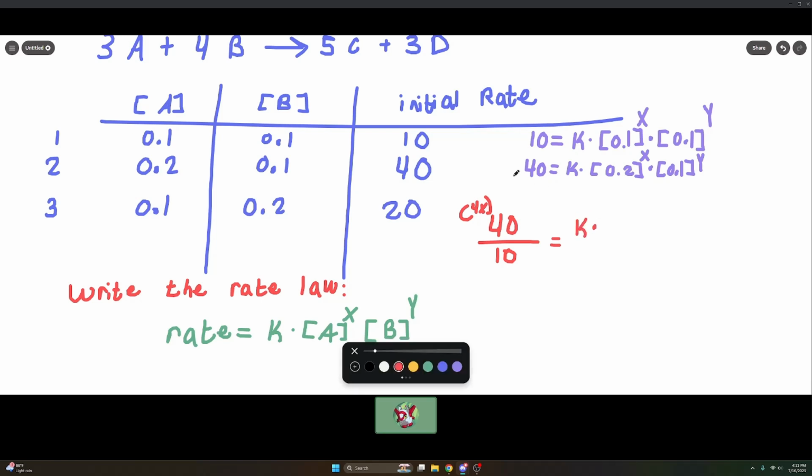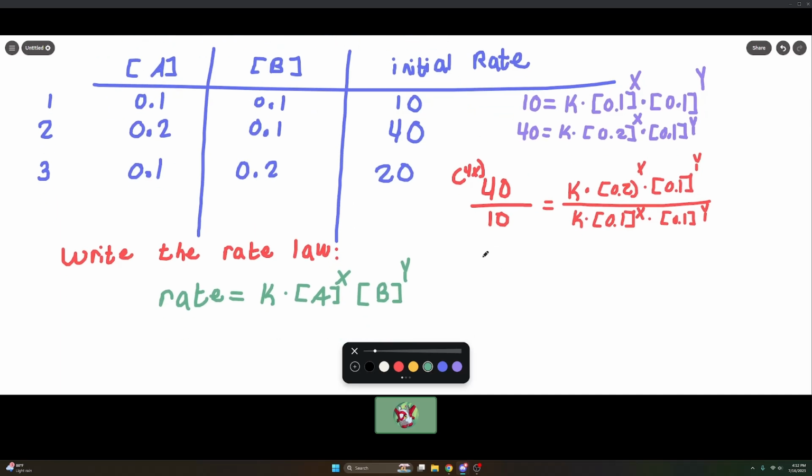So on the top, I have line 2, right? So 40 equals k times 0.2 to the x power times 0.1 to the y power. And on bottom, I'm going to have line 1, which looks like this. How does this work? Let me take another stab at explaining this process. Why are we doing this? We are doing this because this allows me to compare on the left side of my equal sign. I see that my rate increased by a factor of 4. My rate went up 4 times.